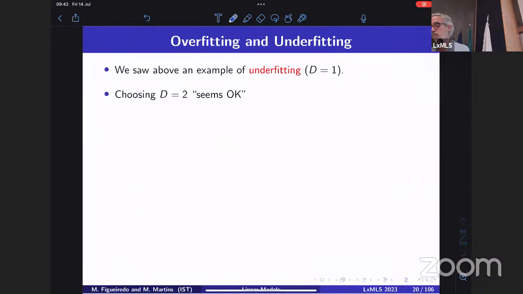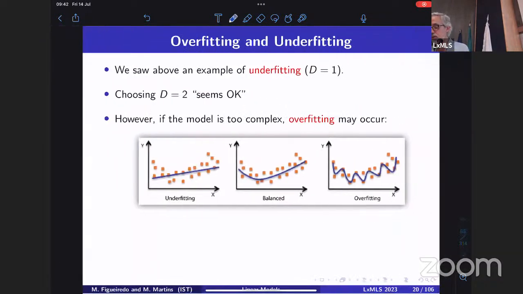The question is, why not go to three or four or five or six? Well, if we choose too high, we run the risk of overfitting. In fact, if you have 50 points and you try to fit a polynomial of order 50, you can do it with zero error. You can go exactly through each point, although I'll show you an example in a second. Well, not a second, but maybe half an hour.